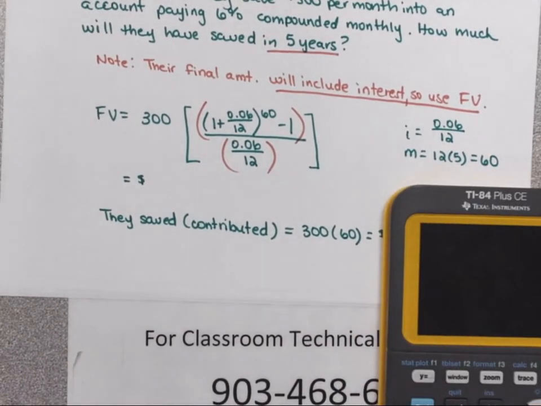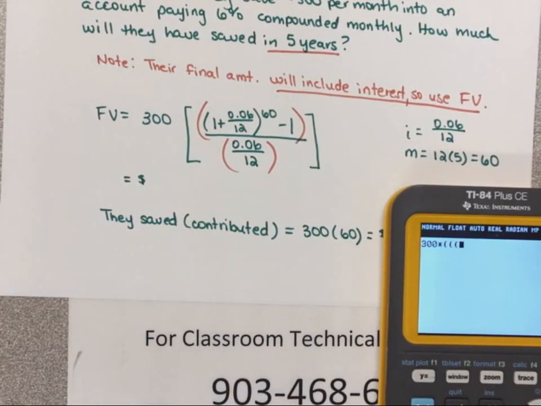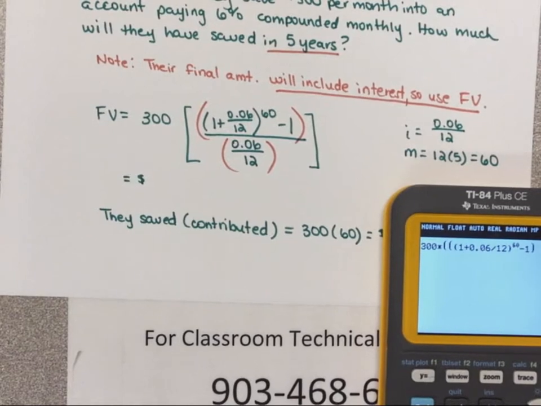So now let's go ahead and punch that in the calculator. So it's going to be 300 times 3 opens, right? 1 for the bracket, 2 for the parentheses, and then 1 plus 0.06 divided by 12, raised to the 60 payments power, minus 1 finishes off the numerator, and then divided by 0.06 divided by 12. Close the denominator parentheses and close the bracket.